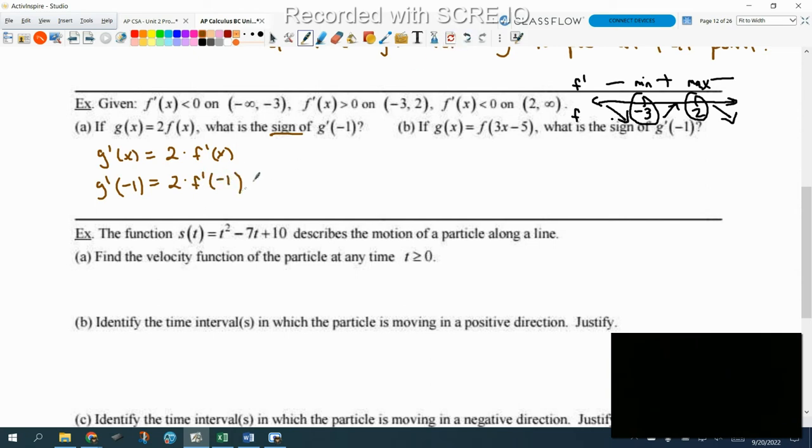Okay, we're not going to be able to write what the answer is here, but this is a positive. 2 is a positive number times a, and then we look at our number line at negative 1. We're right here in the middle, and f prime of negative 1 is a positive number. So it's a positive times a positive, which is equal to a positive.